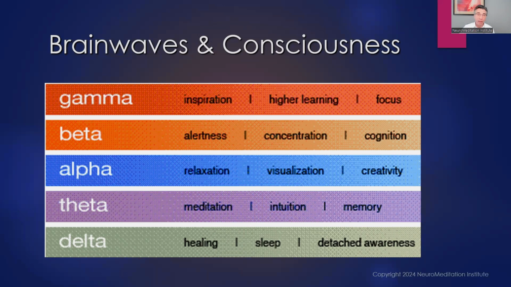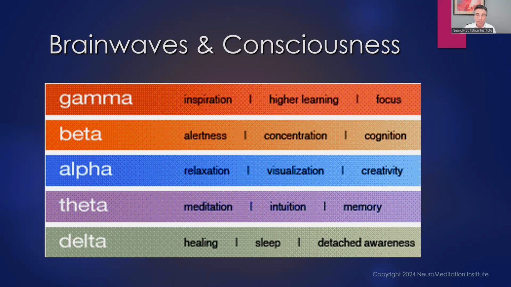Alpha's kind of in the middle. Alpha's more like a relaxed internal awareness. We're paying attention to what's happening inside, but in a relaxed, quiet way. Beta is where we start getting into fast brain waves. So we can almost think of delta, theta, and alpha as being slow brain waves, and then everything above that as being fast brain waves.